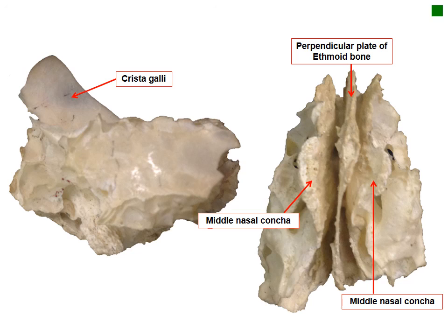Again, just another look at the crista galli and the perpendicular plate of the ethmoid bone and the middle nasal concha and the superior nasal concha. It's a little indistinguishable here, so I'm not going to ask about the middle nasal concha and superior nasal concha on the models. That'll be more of a multiple choice test question.